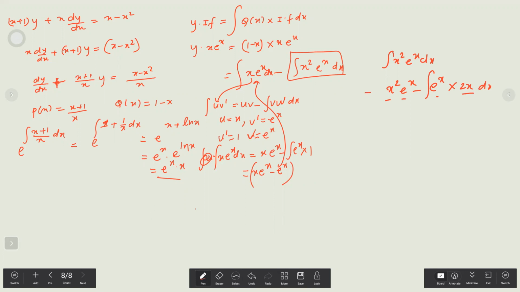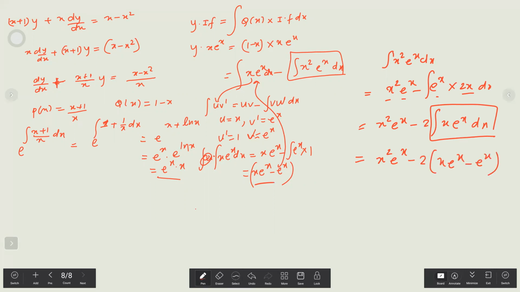So at the end, what we're getting is x square e raised to x minus 2 times the integral of x e raised to x. And the lucky part is that we just did the integration of x e raised to x a second ago, which is nothing but x e raised to x minus e raised to x. So this part is x square e raised to x minus 2 times (x e raised to x minus e raised to x). So that's the integration of this part that goes here. The integration of the other part is here.